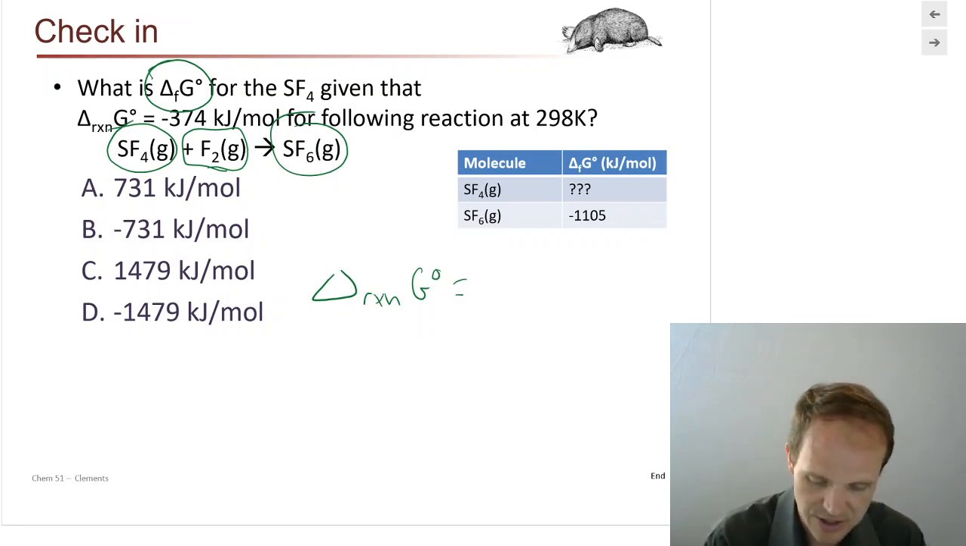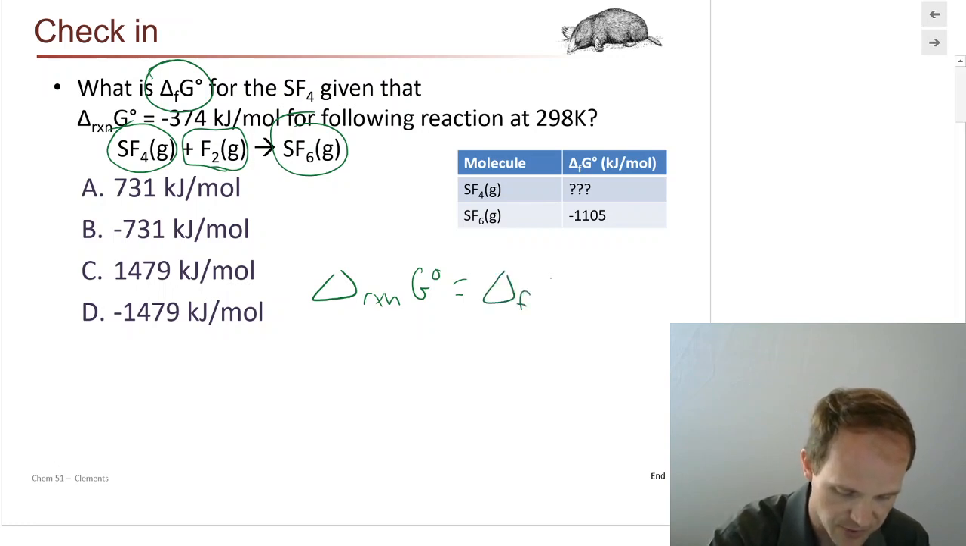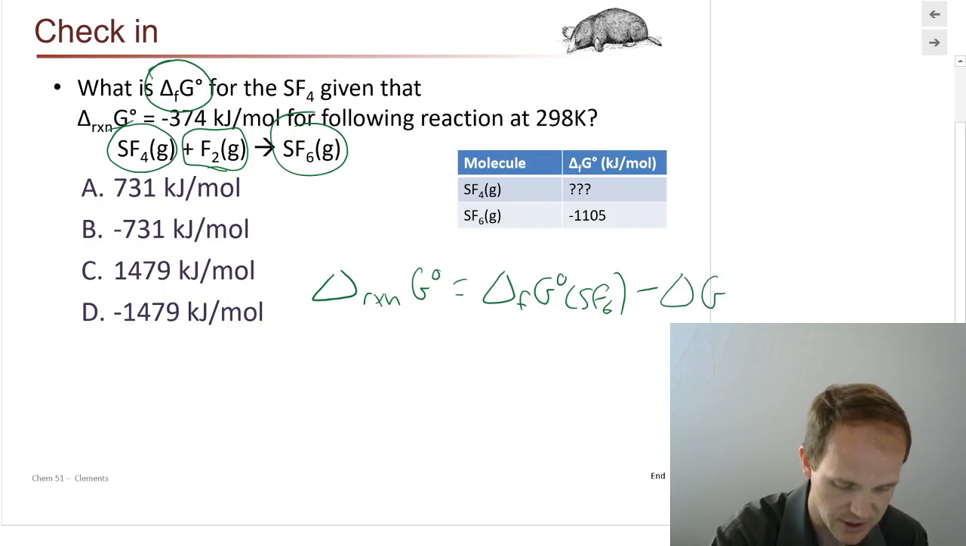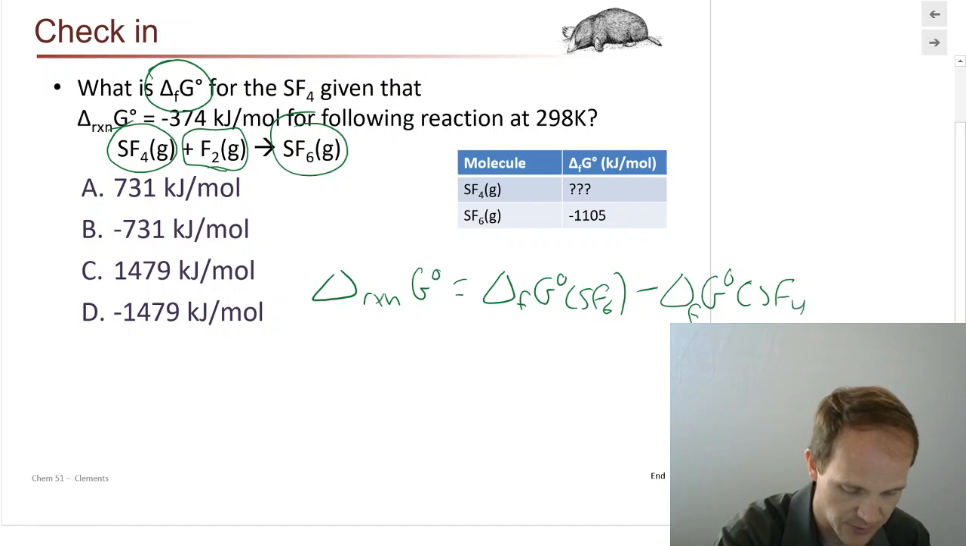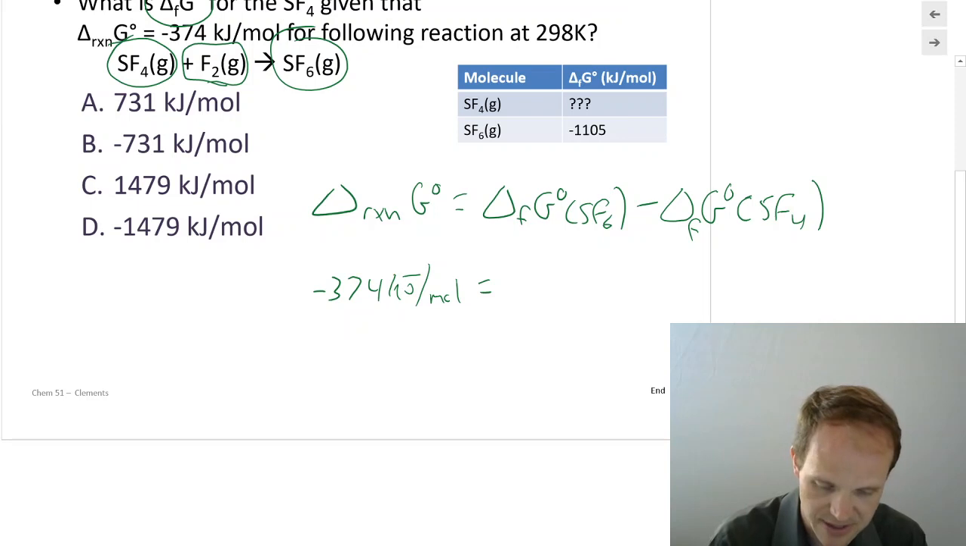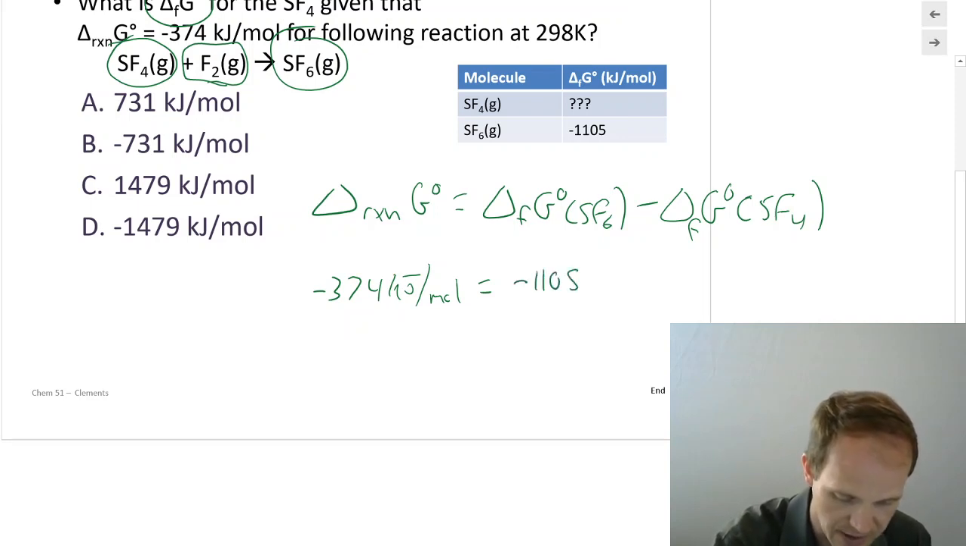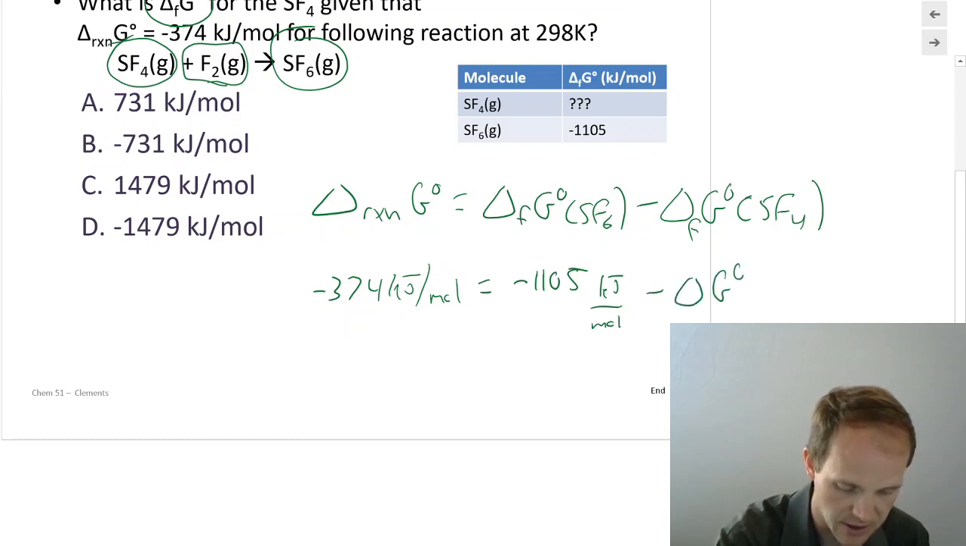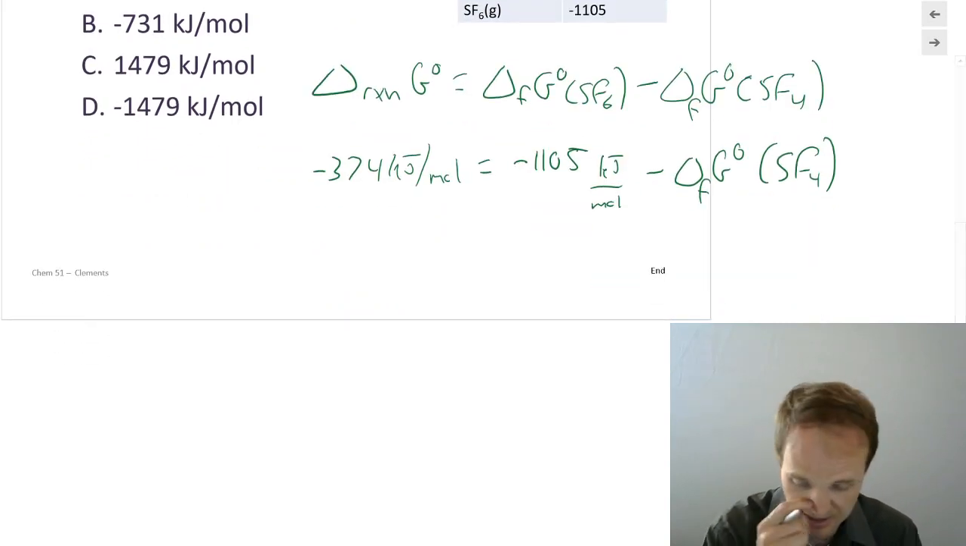Okay, so delta G is going to be the delta G of formation of SF6 minus the delta G naught of formation of SF4. And so we just plug in what we know. Minus 374 kilojoules per mole is equal to SF6 we know is minus 1105 kilojoules per mole minus delta G naught of formation of SF4. And you go ahead and solve that one.